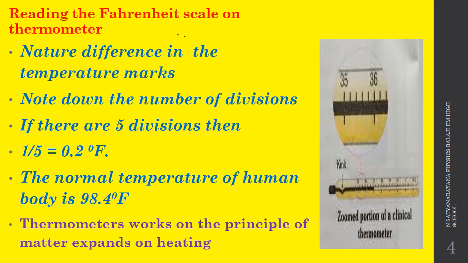Okay, so how can you read? You have to divide by the number of divisions in each degree, so that each division will give you a number of degrees in decimals. Understand?